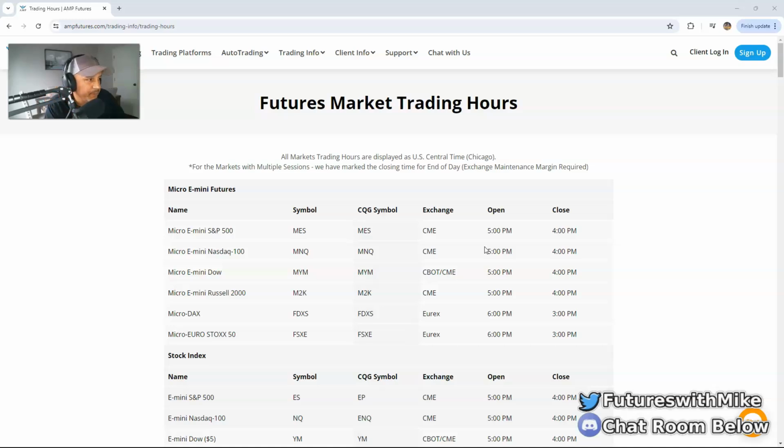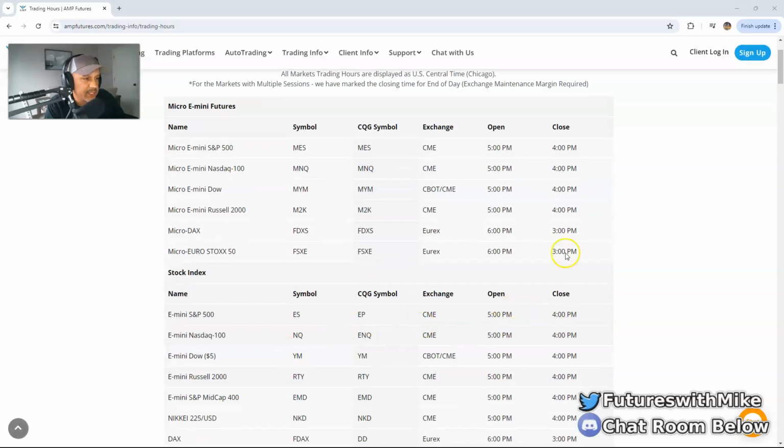As you can see right here, let's say I was interested in trading the micros or even just the full-on E-minis. You can see the opening time. These times are CST, Central Standard Time. If you're on the East Coast, then it'll be 6. Close at 4. But that doesn't mean the market actually closes at 4.